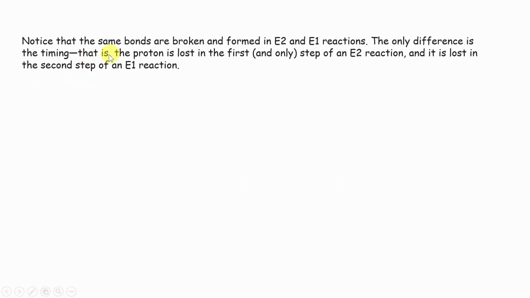Notice that the same bonds are broken and formed in both the E2 and E1 reaction. The only difference is the timing. That is, the proton is lost in the first step of an E2 reaction and it is lost in the second step of an E1 reaction. That is the main difference. But the same bonds are broken and formed in both the E2 and E1 reactions. Thereby, there will be a competition between E2 and E1 reaction.